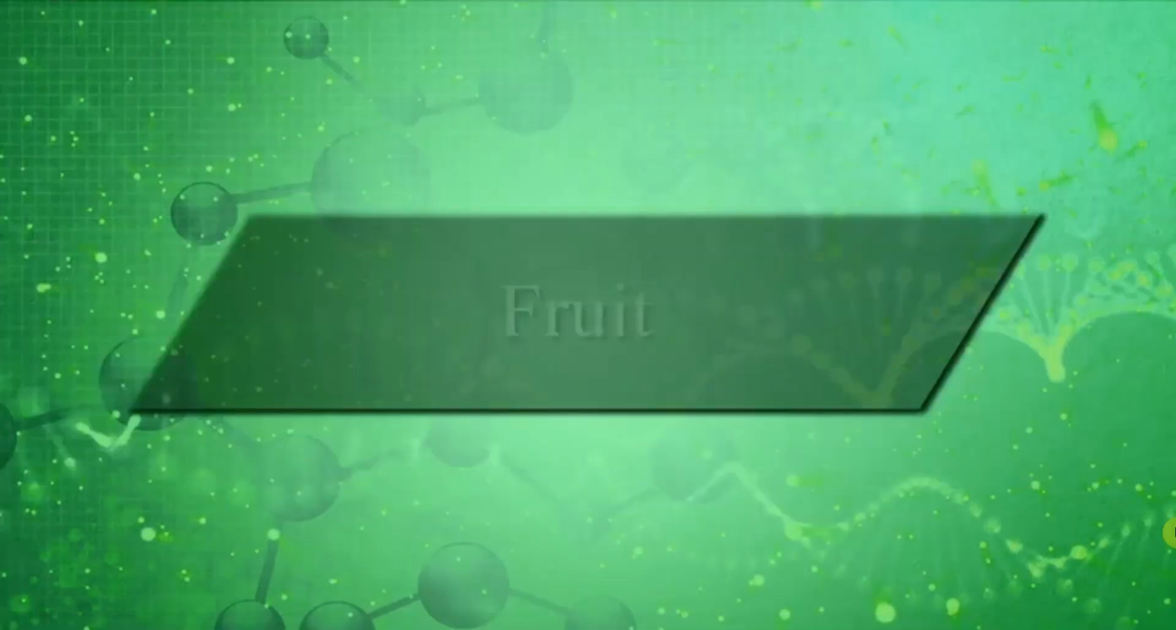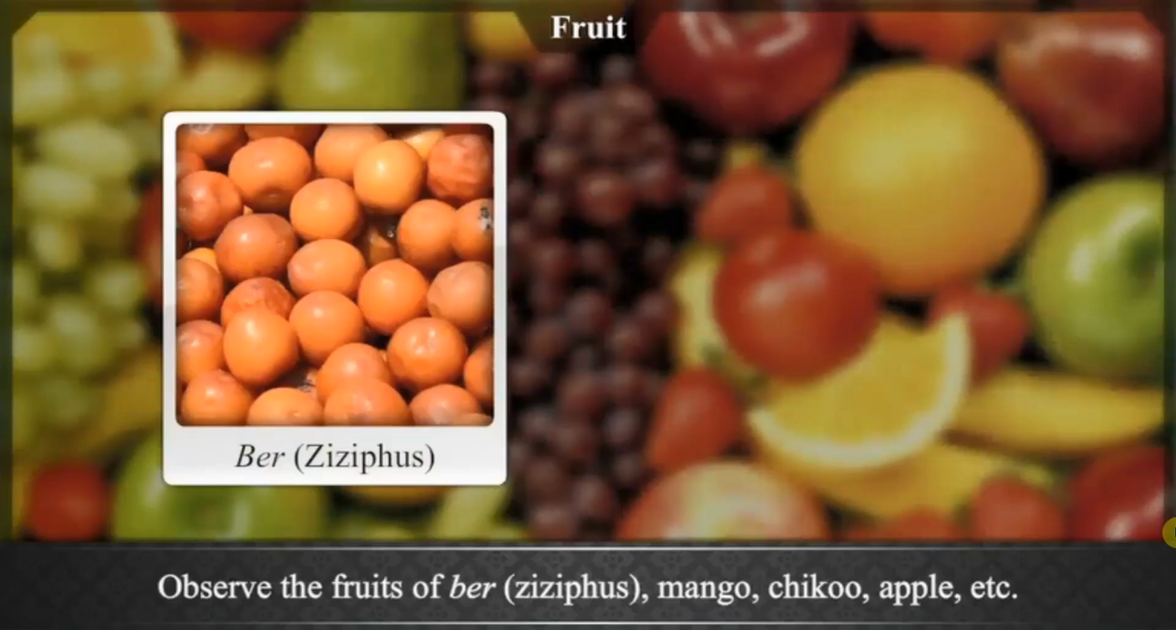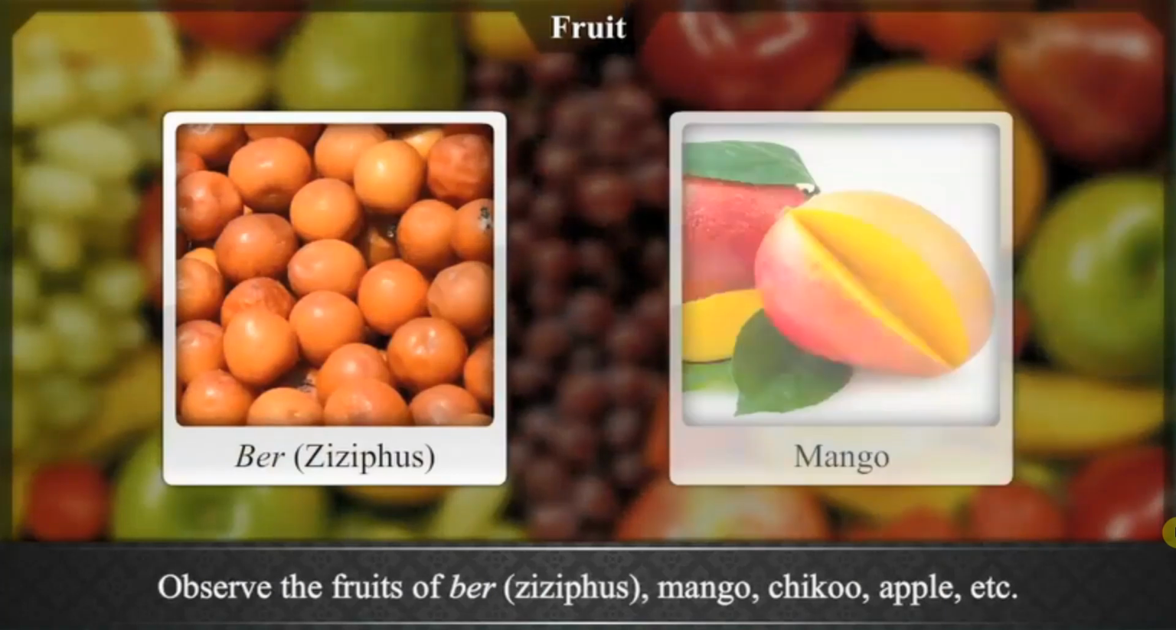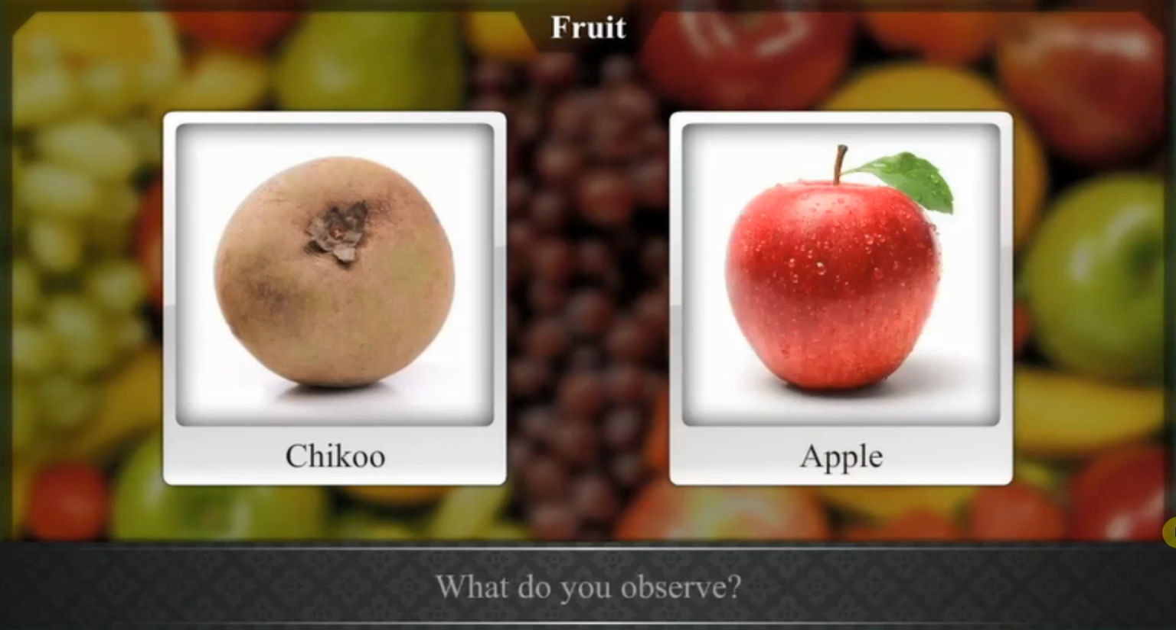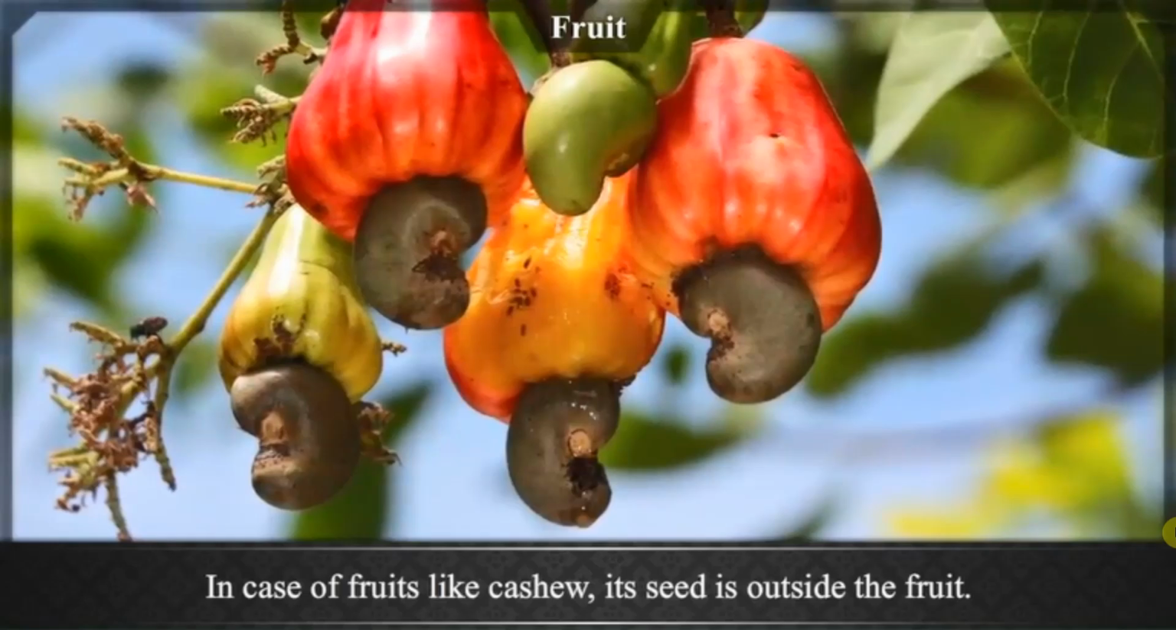Fruit. We eat many different types of fruits. Each type of fruit has its own characteristics. There are variations in their shape, color, taste, etc. Mango contains only one seed, whereas jackfruit consists of many small fruitlets, each with its own seed. Observe the fruits of ber, that is Ziziphus, mango, chiku, apple, etc. What do you observe? Each fruit has a different skin or shell, fleshy part and seed.